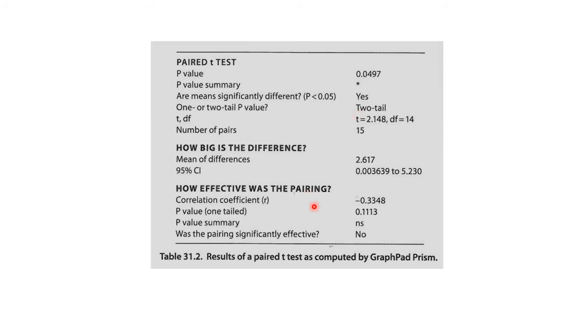Again, there's lots of other information we're going to cover to some degree in later sections, but just be aware that yes, this was significant, and that is the reason why we used the two-tailed value here.